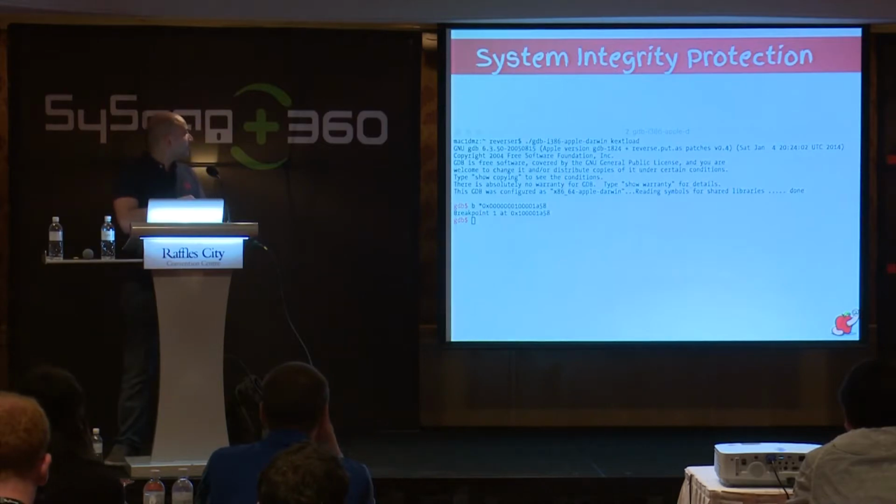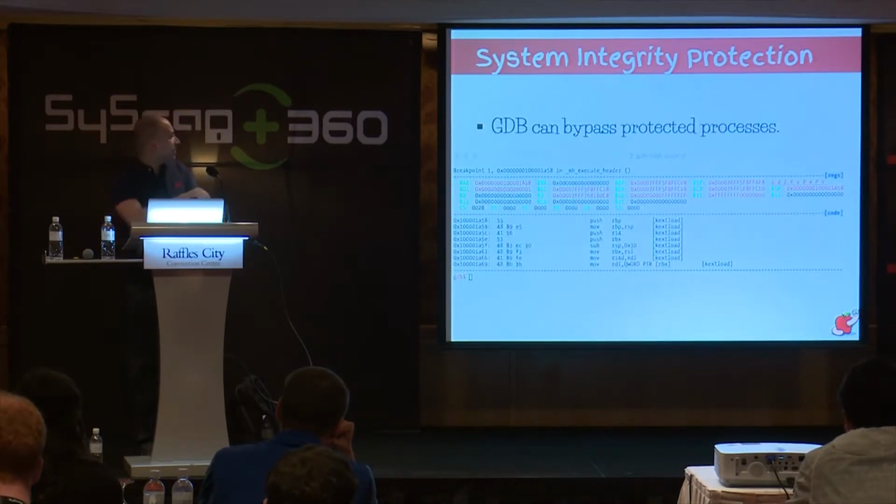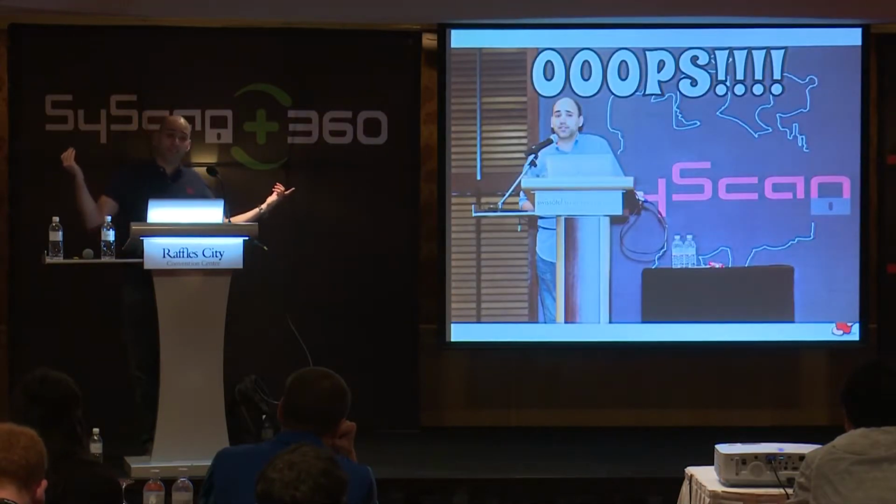This is GDB. Allegedly, you cannot put a debugger on a protected process. Kextload is a protected process, the process that allows you to load kernel extensions. So we load this process under GDB, and then you breakpoint at the entry point. Any memory address is OK, since allegedly SIP will not let you do this. And then you run, and you get the process running OK. So GDB can bypass the protected processes, which means, whoops, someone made a mistake.